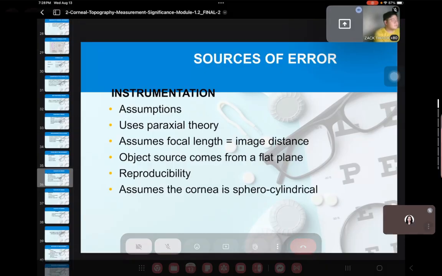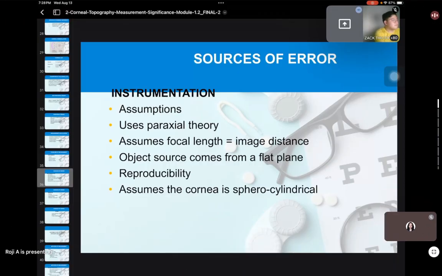Sources of error. Instrumentation. Assumption.